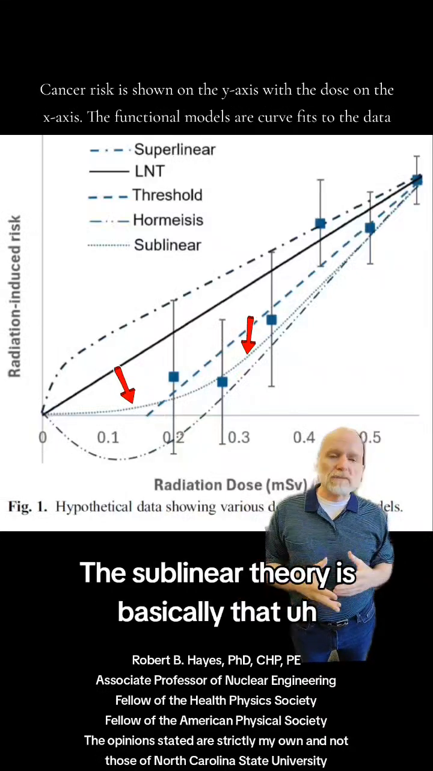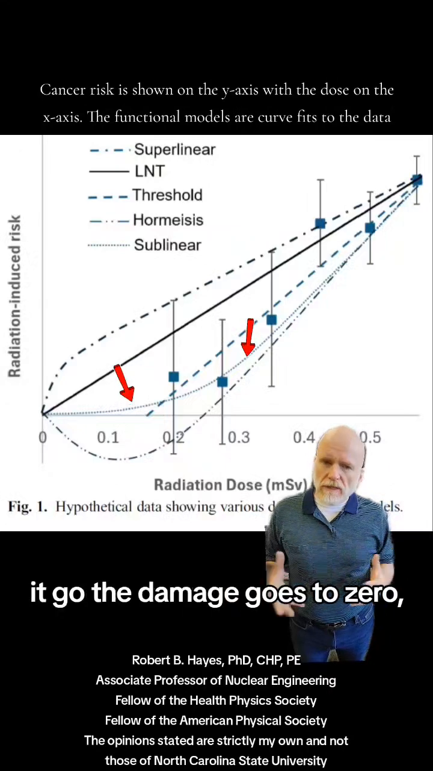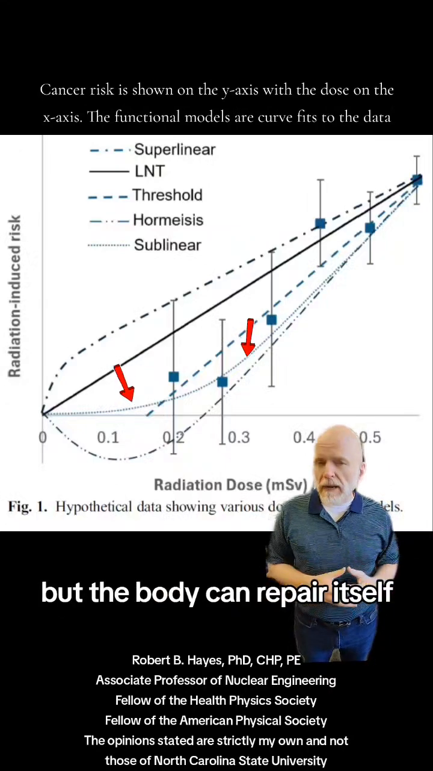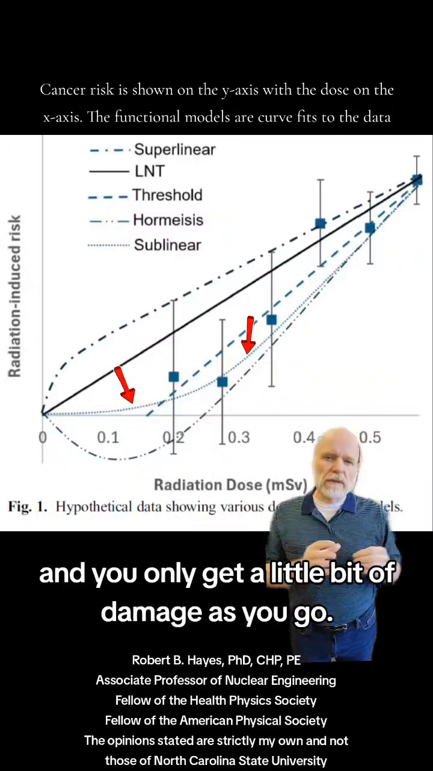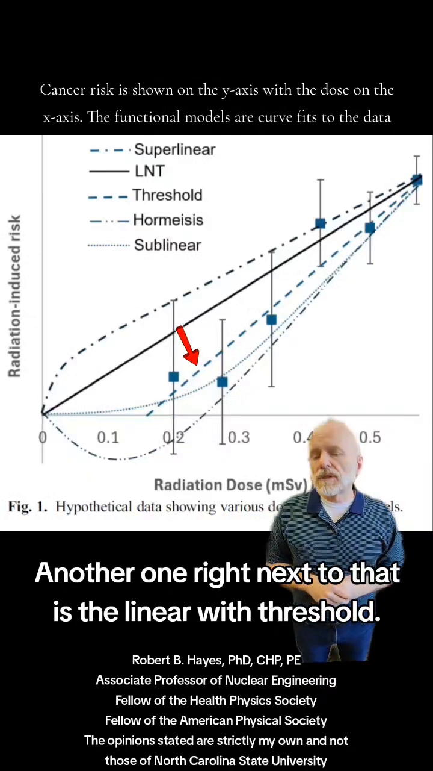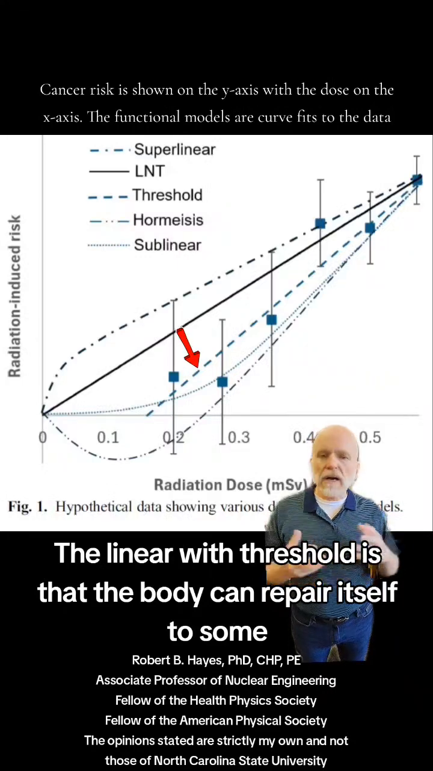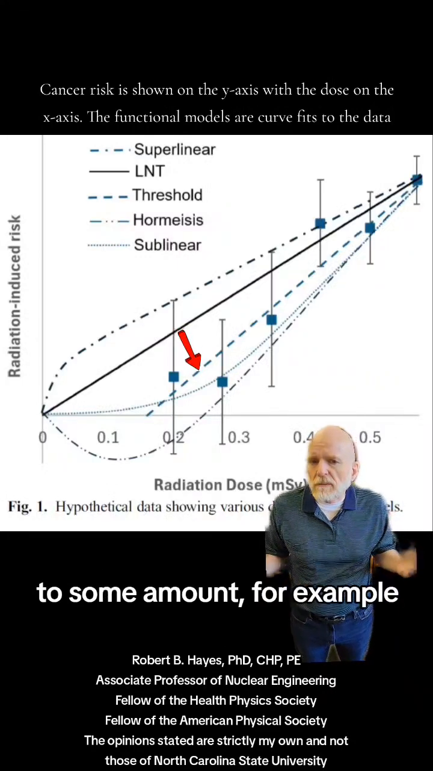Another theory is what you see right there, the sublinear theory. The sublinear theory is basically that once you start to get to zero, the damage goes to zero, but the body can repair itself, and you only get a little bit of damage as you go. Another one right next to that is the linear with threshold. The linear with threshold is that the body can repair itself to some amount.